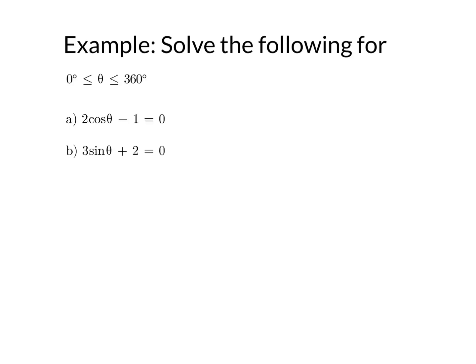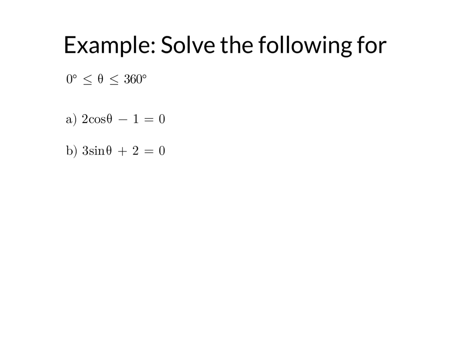So here's our two examples. We're going to solve for between 0 degrees and 360 degrees. So that's the All Stations to Central. We're going to solve 2 cos theta minus 1 equals 0 and 3 sine theta plus 2 equals 0. We're going to go to the nearest degree.